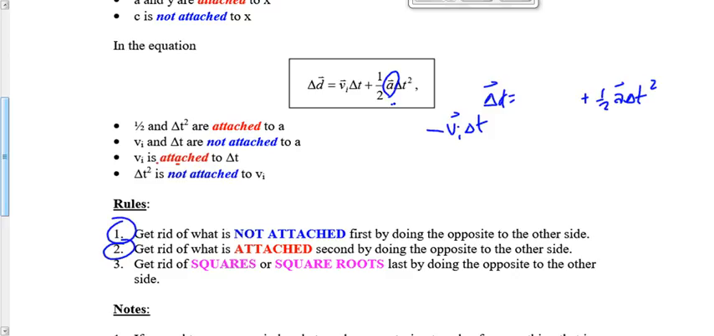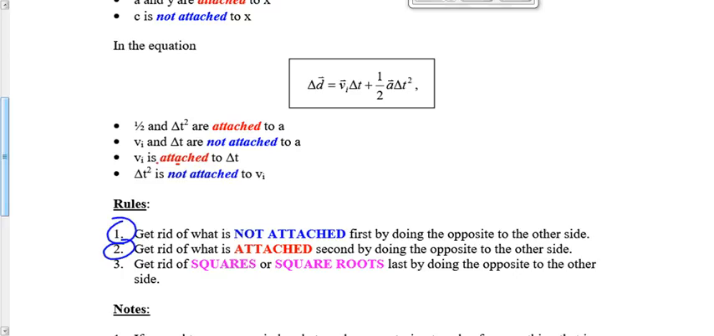Now let's get rid of what is attached. What is attached here? The 1/2 and the T squared. So they're multiplied by A. How are we going to get rid of them? By dividing. Get rid of what is attached by doing the opposite. Multiplied, so now let's make sure we divide them. Then we've got to get rid of squares or square roots. Remember those 3 steps in that order: get rid of what's not attached, get rid of what is attached, get rid of a square or a square root.